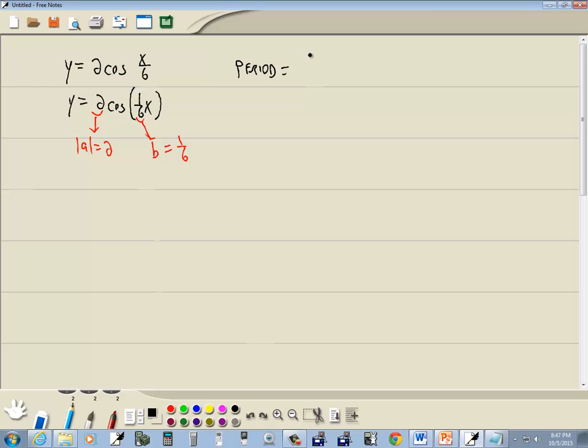Now our period is 2 pi over b, and b is 1/6. So I'm going to flip that bottom fraction, multiply times the top, and you get 2 pi times 6 over 1, which gives us 12 pi. Okay, so let's build our t-chart now.